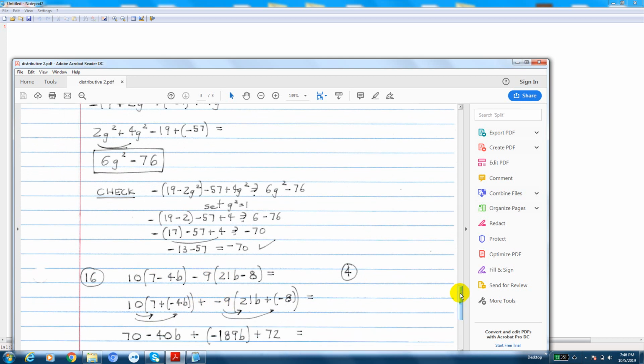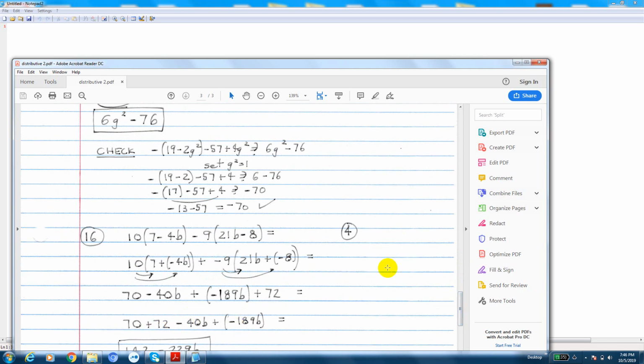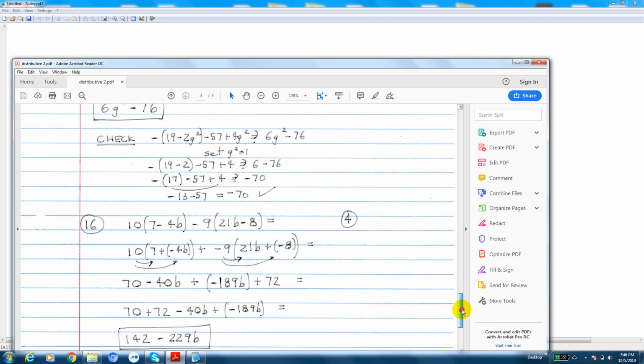Okay, and then you just go from there, 70 minus 40b, right? And then you have a negative 9 times 21b, which is a big number. You have to do that on the side, and you get negative 189b, and then this is negative 8, negative 9 times negative 8, positive 72. You do the usual thing. You put the terms next to each other, you combine terms, and if you have time, you check.